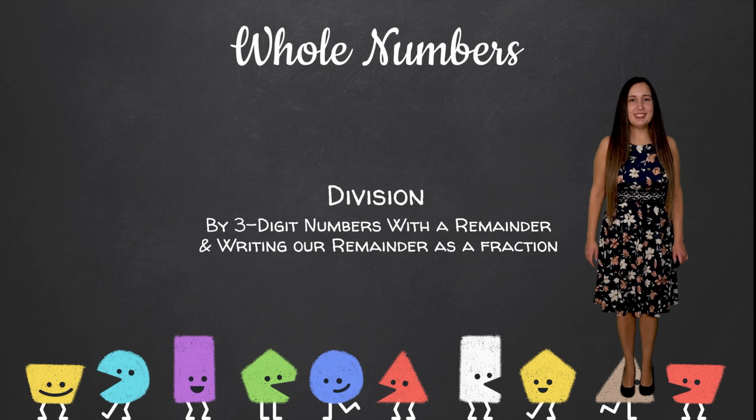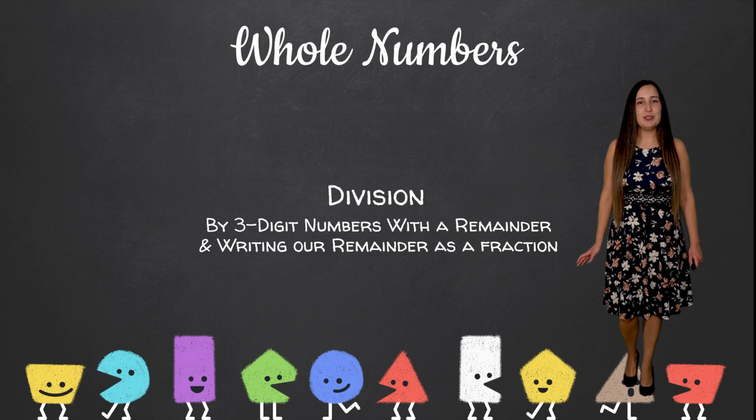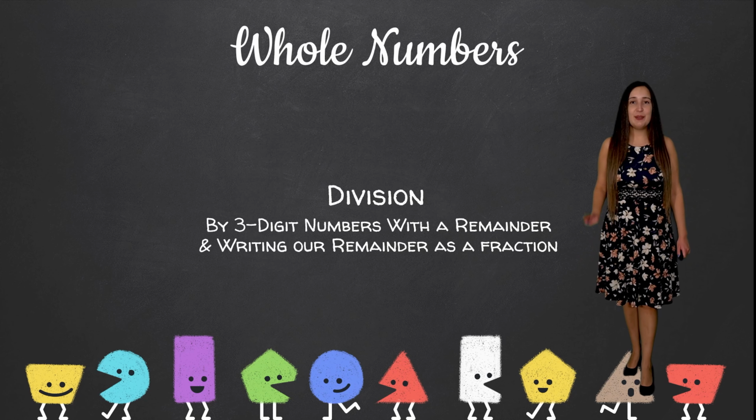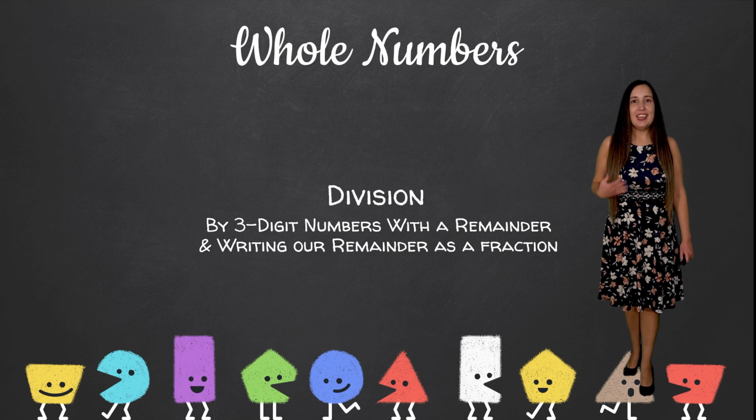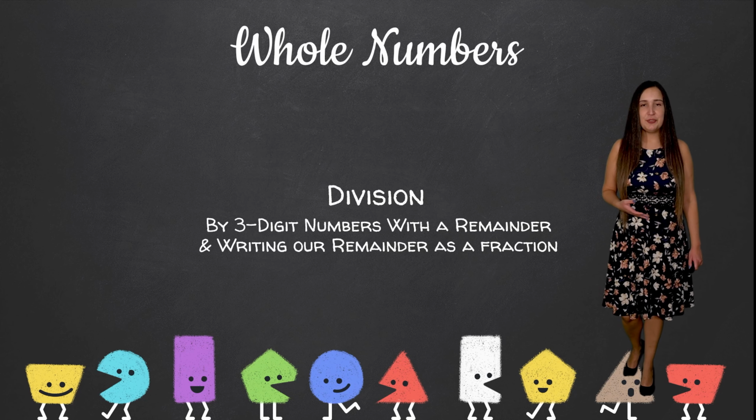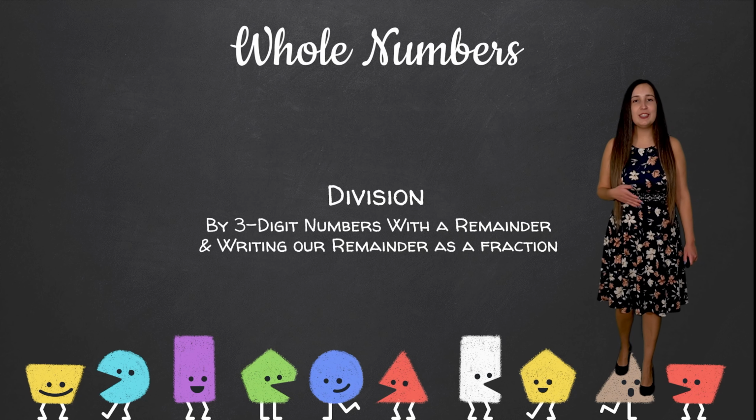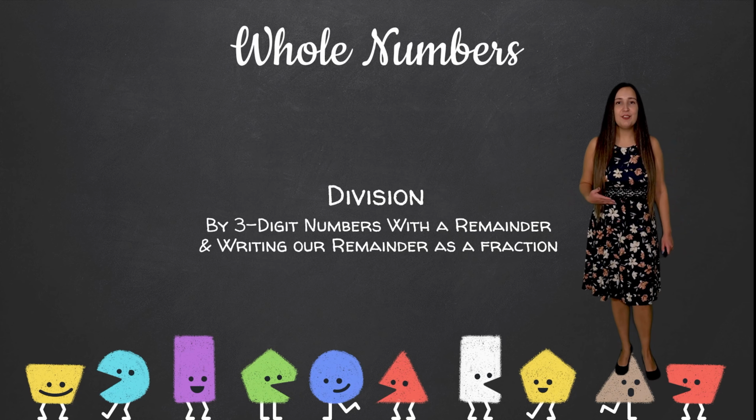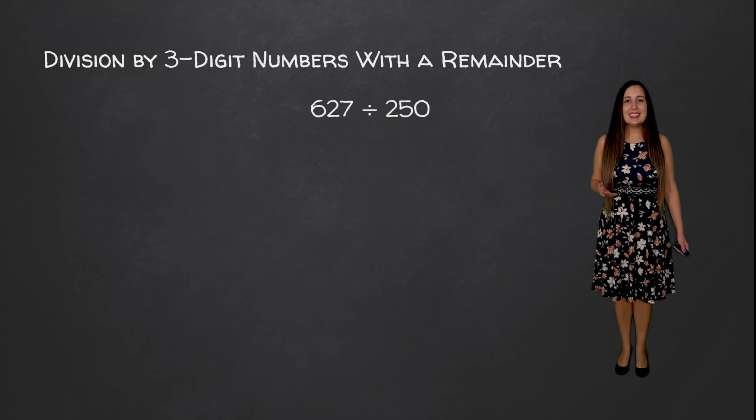Hello mathematicians! Today we're going to be learning about whole numbers, more specifically how to divide by 3-digit numbers. In this video we will get a remainder for our answers, but we'll also learn how to take that remainder and write it as a fraction. To get us started, we have 627 divided by 250.